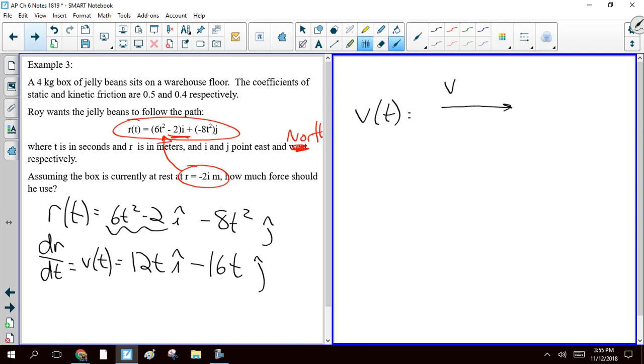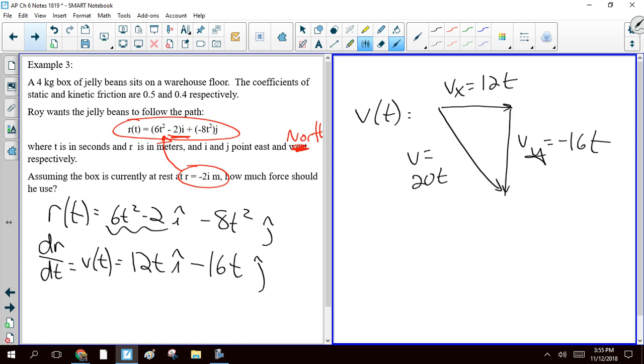My velocity horizontally is going to be 12t. My velocity vertically is negative 16t. And so my velocity here is, well, I guess you could do Pythagorean theorem here. I'm pretty sure it actually gives you 20t. All right, but the point is, this direction is going to be fixed, isn't it? Because if you do inverse tangent of 16t over 12t, the t's cancel, right? Okay, so it looks like the object is traveling in a straight line.